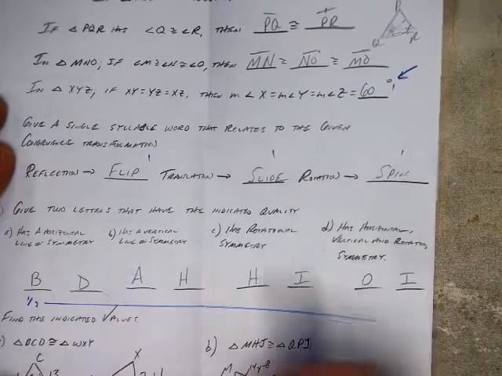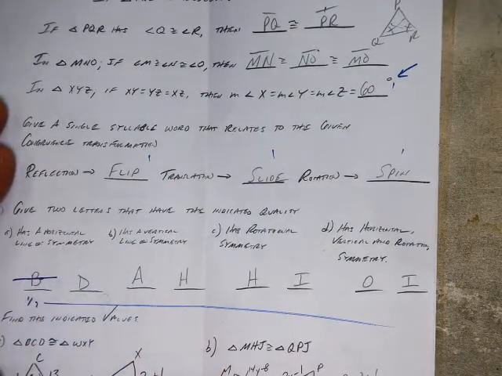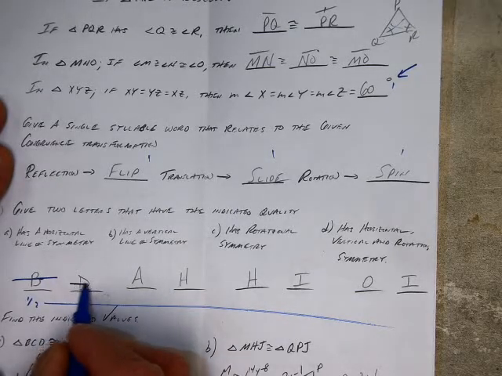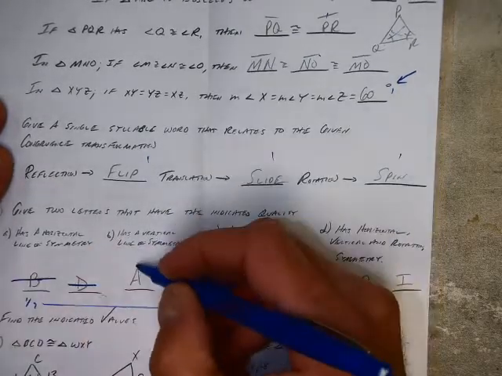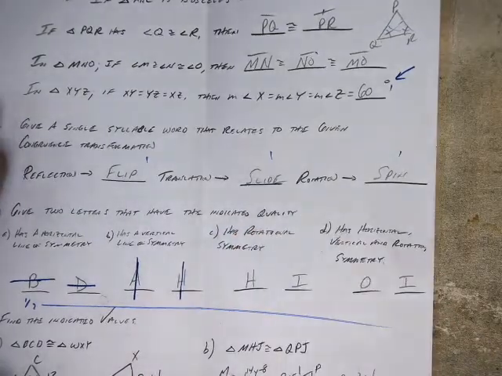On these, a horizontal line of symmetry. So across this horizontal line, both top and bottom are the same. Across this horizontal line, top and bottom are the same. Across this vertical line, left and right are the same. Across the vertical line, left and right are the same.